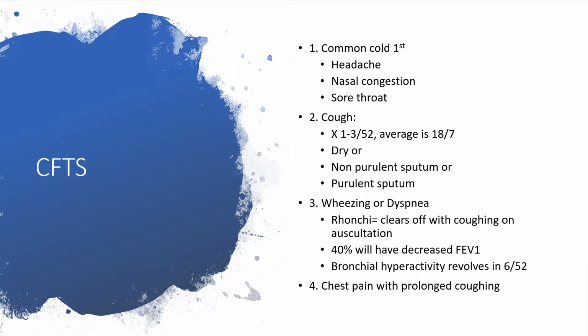Bronchi will clear off. What do we do to clear it off? While auscultating, if we pick wheezing and want to rule out bronchitis, we just ask the patient to cough. On coughing, the wheezing will disappear. 40% will have decreased forced expiratory volume in 1 second. Bronchial hyperactivity that has caused the wheezing will resolve in 6 weeks.